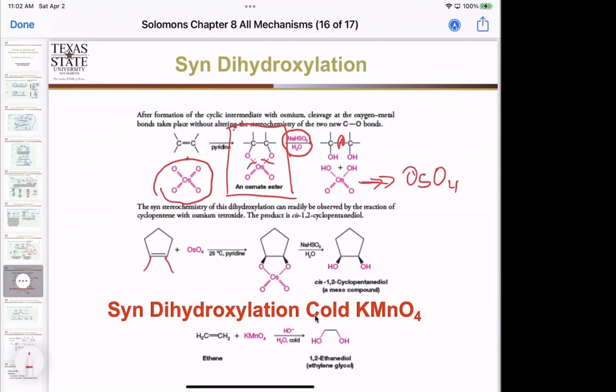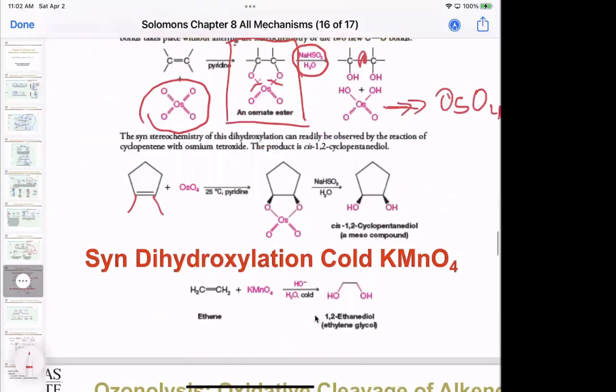There's one more reaction that we can do with cold potassium permanganate. It has a similar mechanism, where the permanganate forms this kind of permanganate ester. Then once we add a little water to it, it'll hydrolyze those manganese-oxygen bonds and give us our diol. But note, this has to be cold. What happens if it's hot? We saw that if it's hot, it actually breaks double bonds.